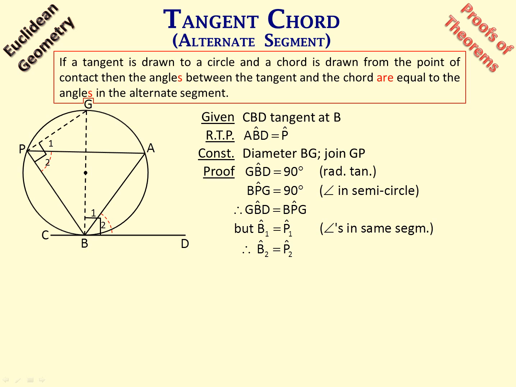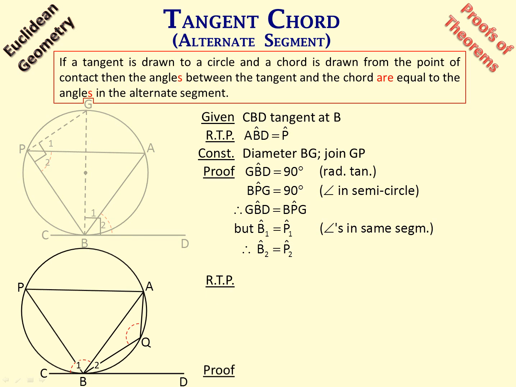But now we have to prove for the other angle. So let's start with a new figure without all the confusing other lines in it. And we're back to this where we've kept this one. We've already proven that angle ABD equals angle P. And we're now going to prove that angle ABC equals angle Q. Required to prove: ABC equals Q.